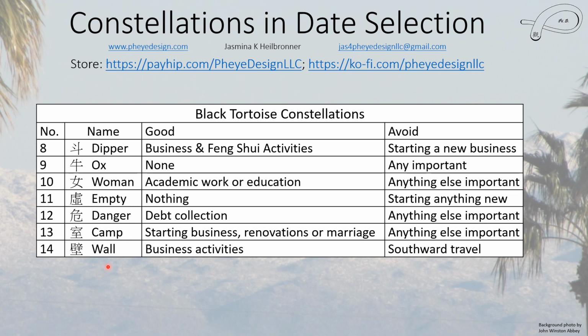Number 14 is wall. It's good for business activities, and that could be basically anything to do with business. Usually not starting a new business, but it doesn't say you can't, so it would be okay. This seems a little strange, but southward travel is not advised. Now, if you have to travel southward from your house to your work, that's something you do every day. It's still okay. You can do it, maybe be a little more careful than normal.